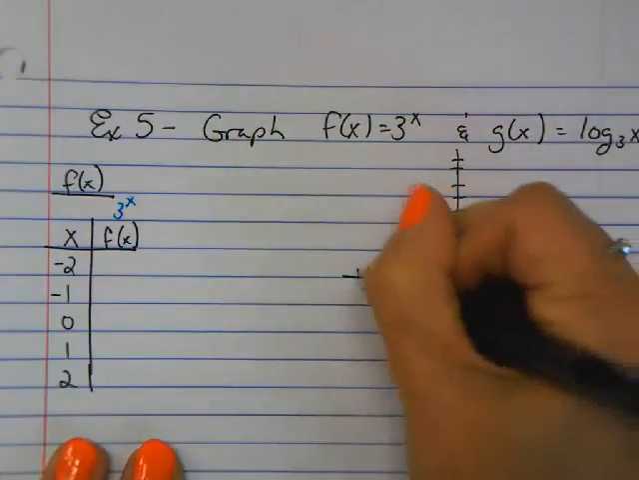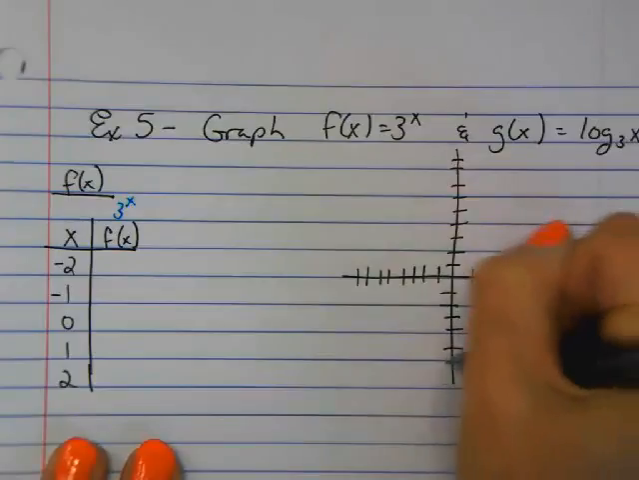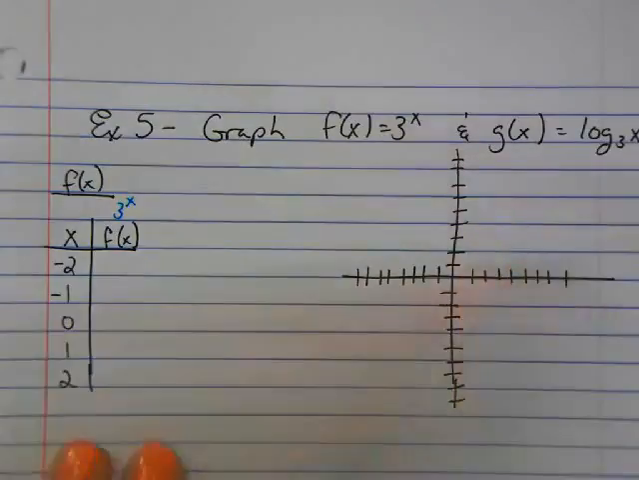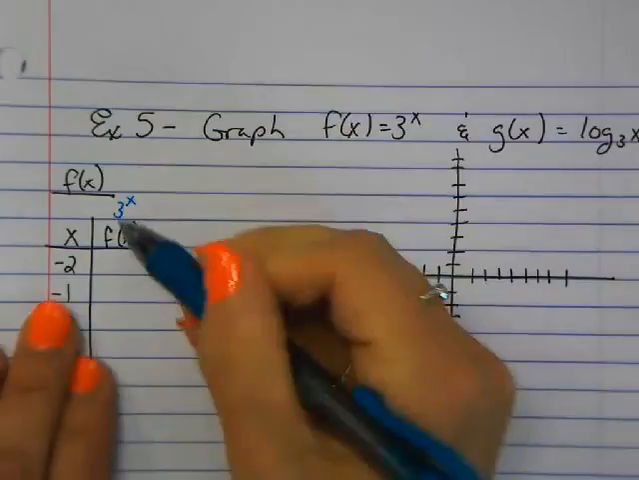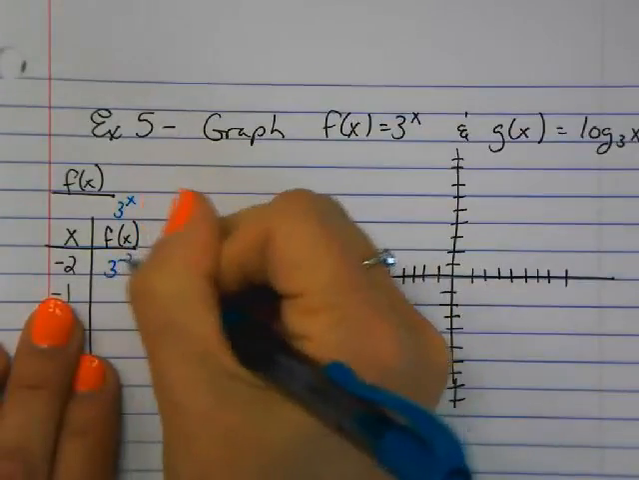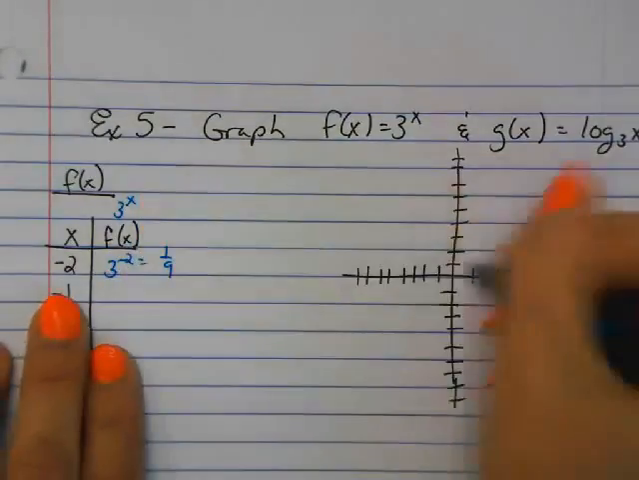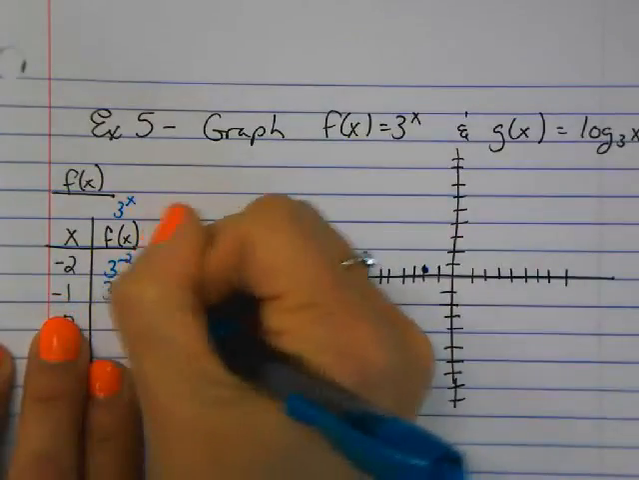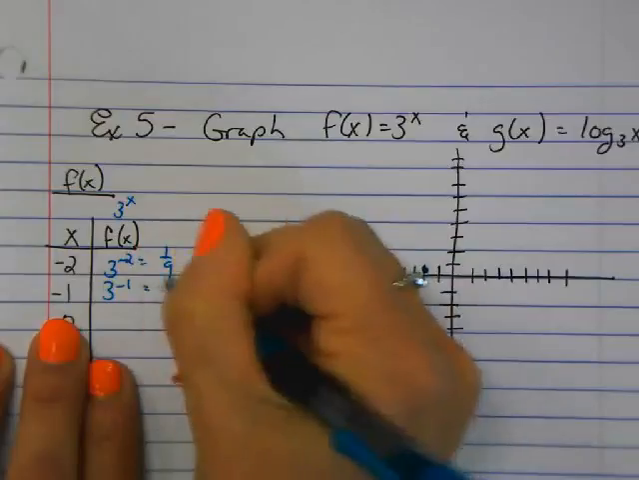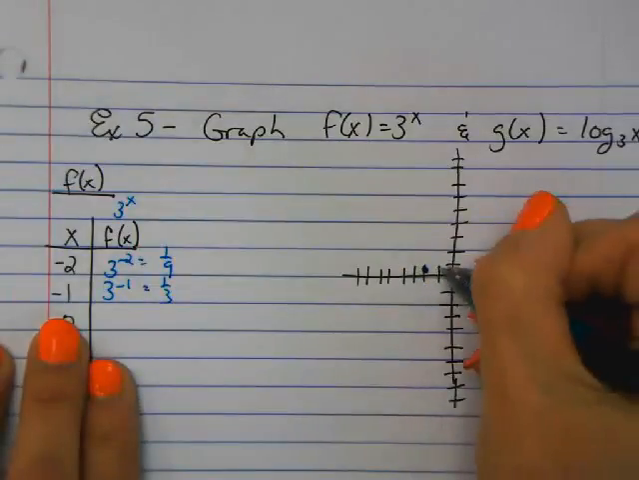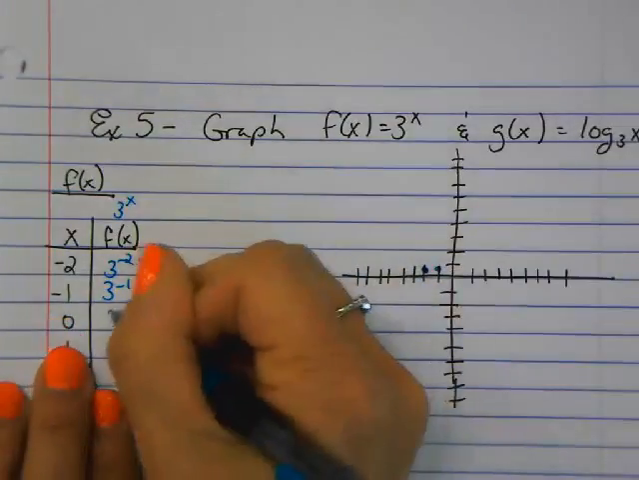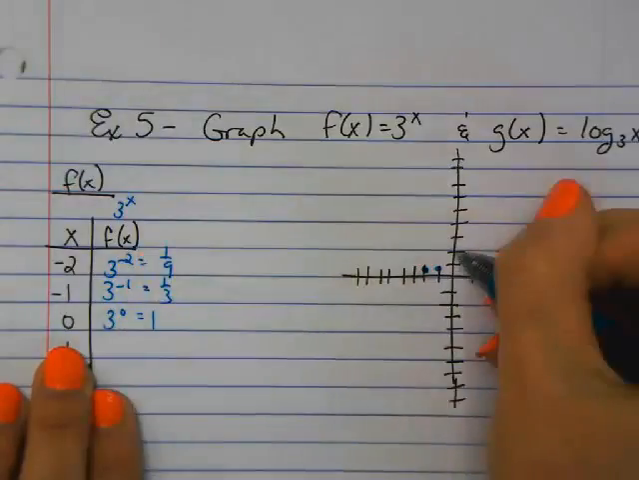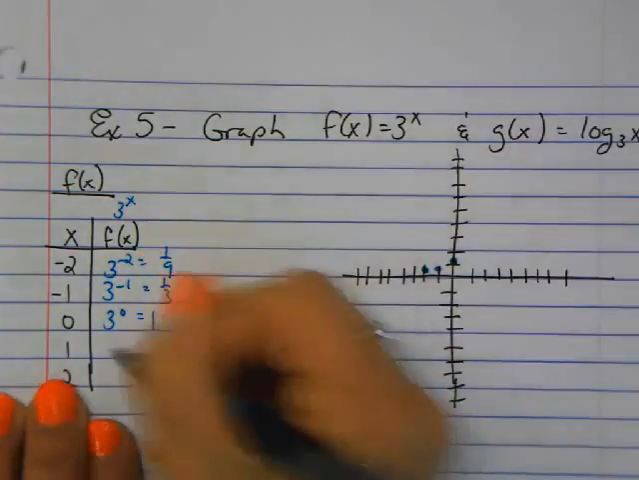Okay, so 3 to the -2 power is 1/9. So at -2, I'm at a 9th. 3 to the -1 power, I'm at 1/3. So at -1, I'm at a 1/3. At 0, 3 to the 0 is 1. At 1, I'm at 3. And at 2, I'm at 9.